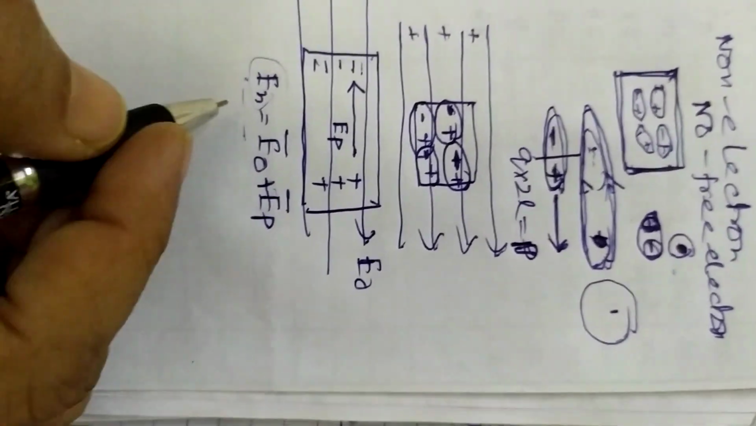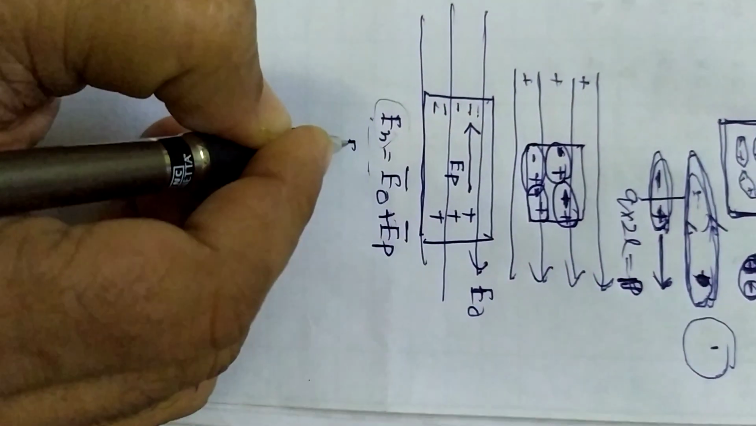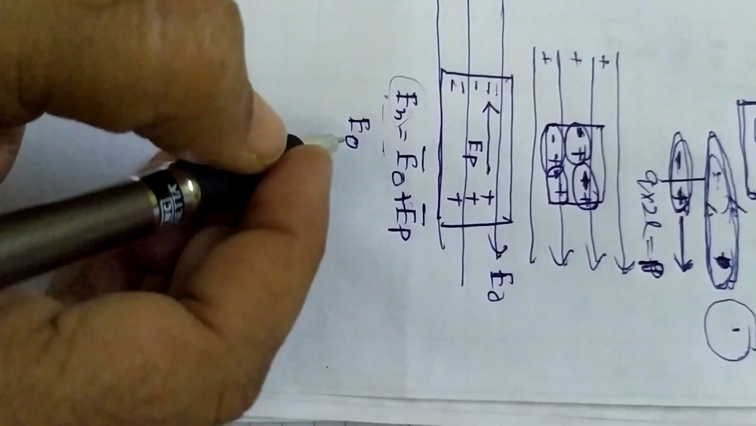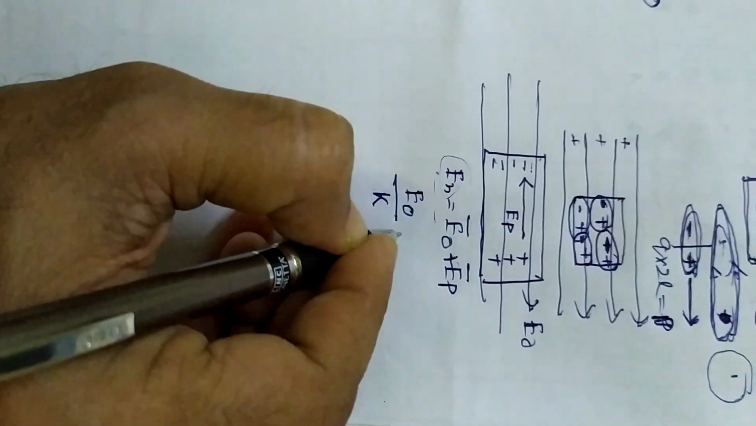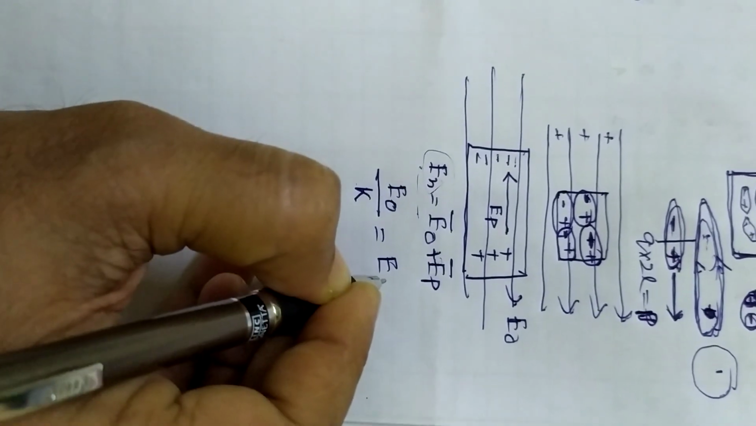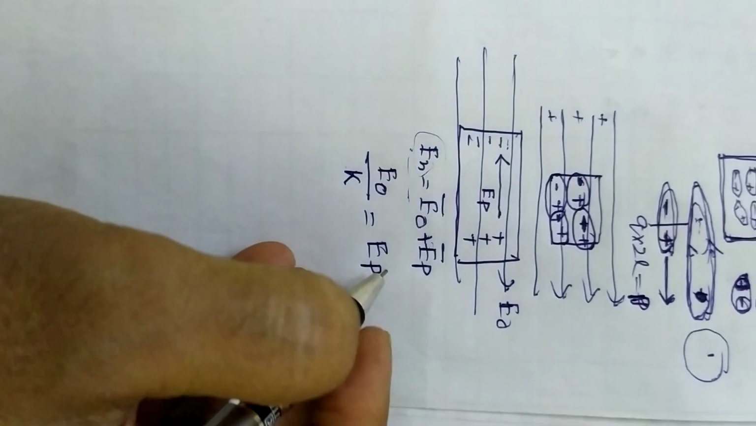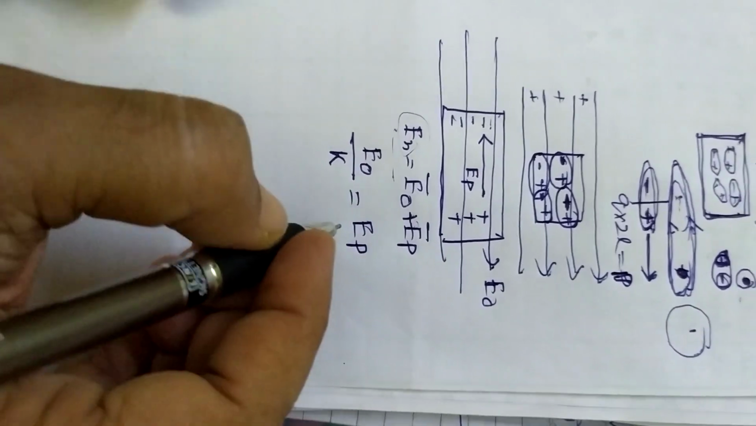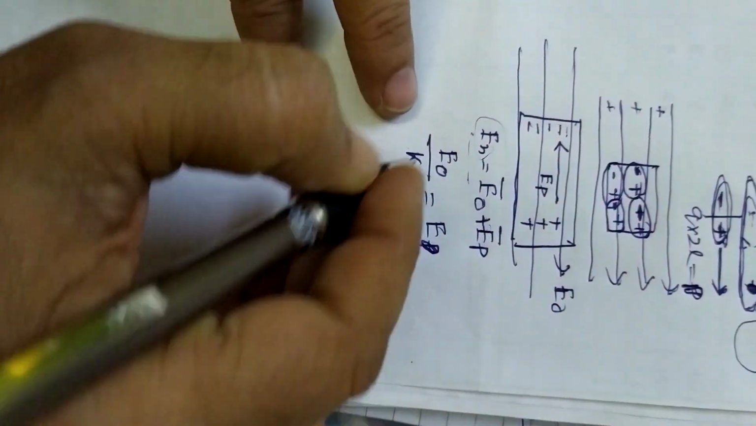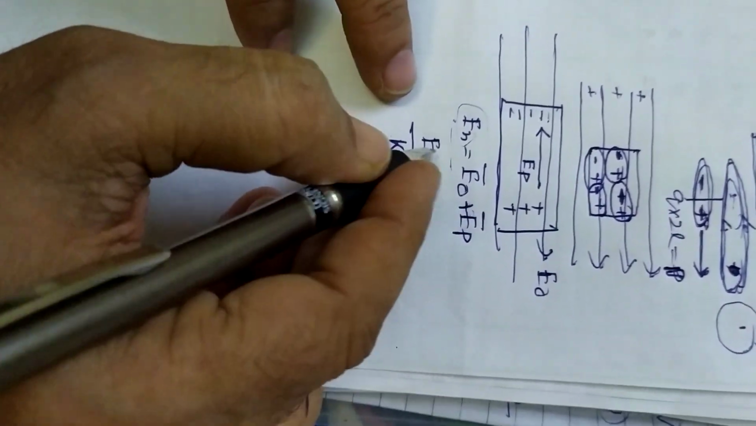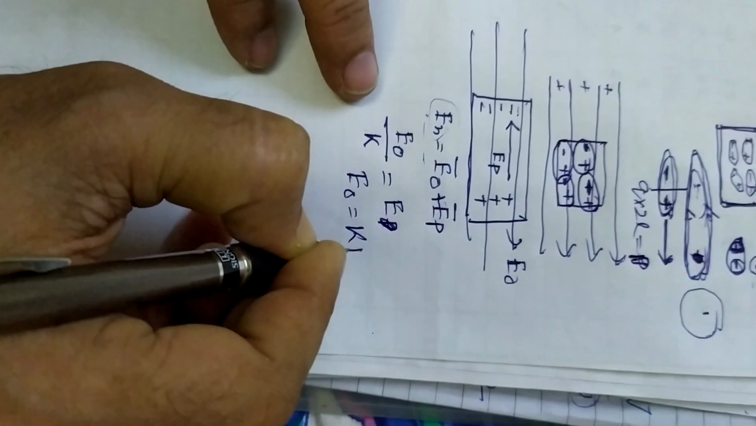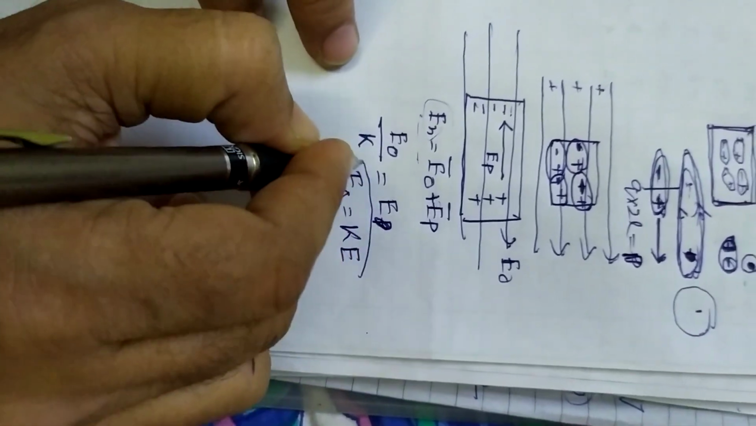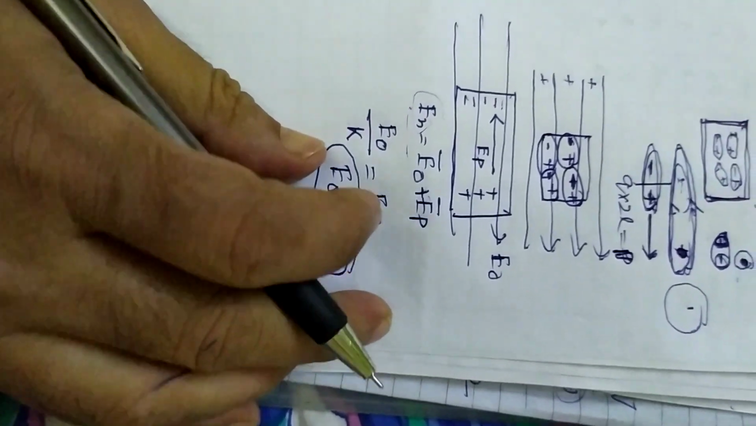So what is the relation between the electric fields? The electric field E0 is reduced by a quantity, say K. So it is E0 by K equals EP. Clear? So the net electric field will be E0 by K, that net electric field will be like this. So what we can write is E0 equals K into E. Clear? So in this way we can determine the polarity of the dielectric.